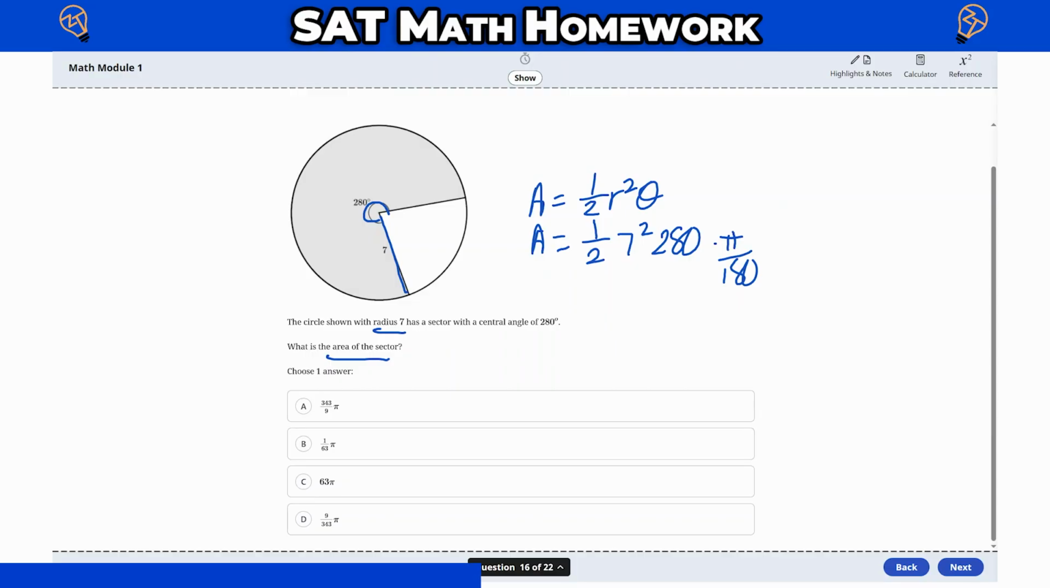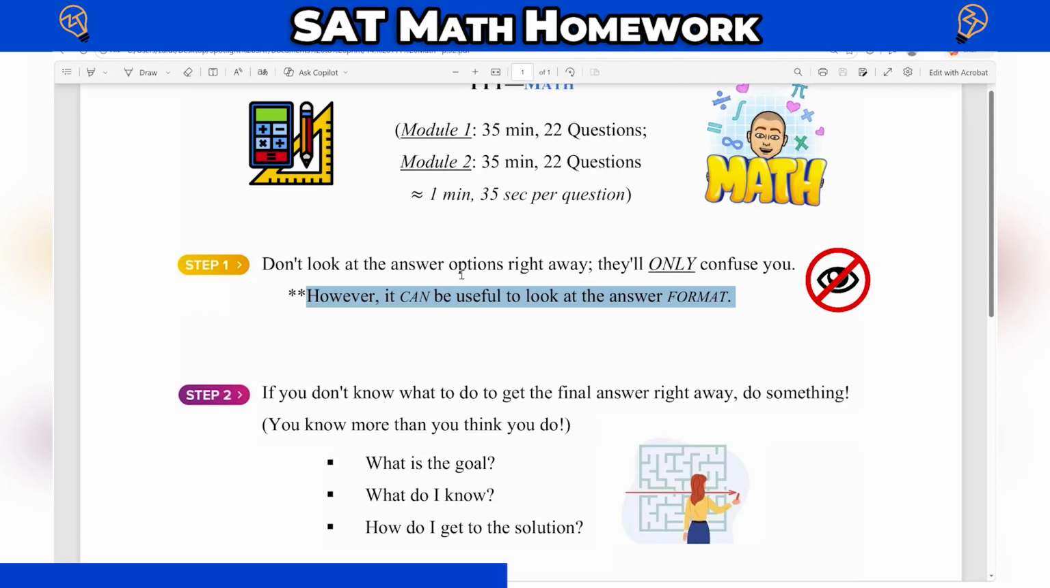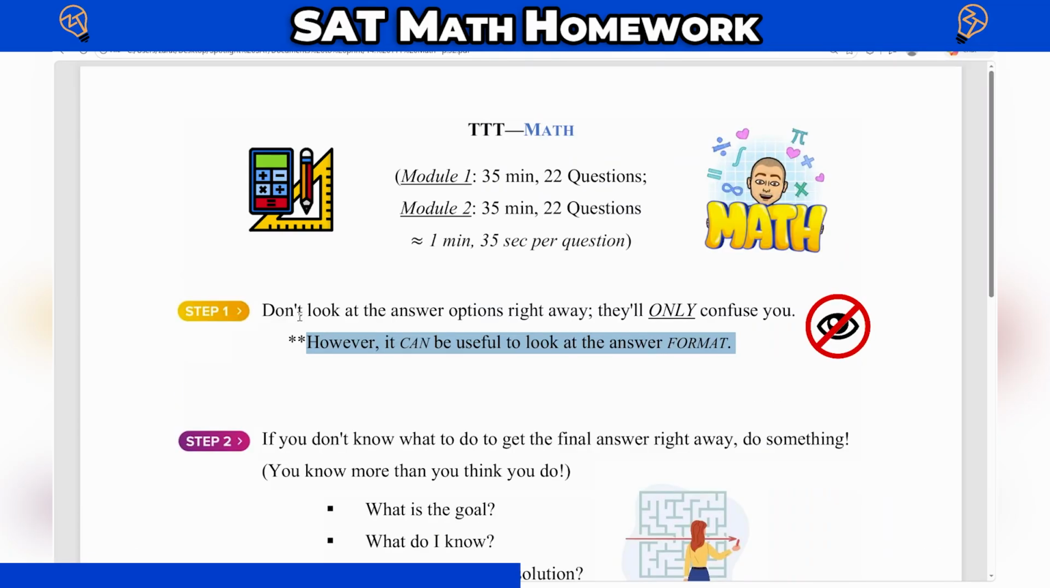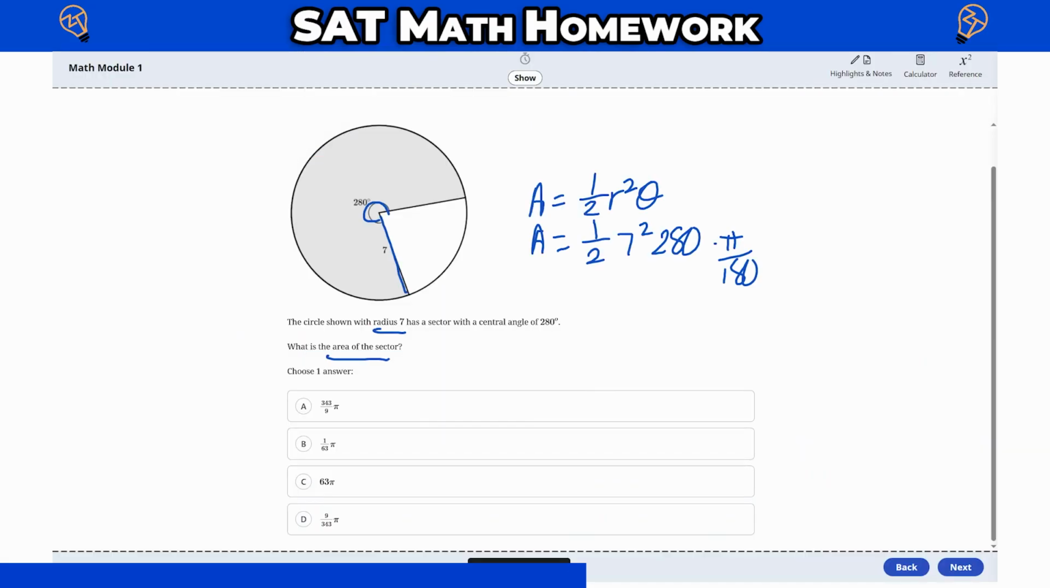However, something I want you to keep in mind from my triple T document, Tom's Testing Tips, here for the math section, I have it highlighted that even though tip 1 says don't look at the answer options right away, they'll only confuse you, we have these 2 asterisks here to say it can be useful to look at the answer format. In this case, notice that all the answer options do have a pi in it. So I don't want to type the pi into Desmos because then I'll get some decimal answer. Even though pi is in my answer, I'm not going to type it in.